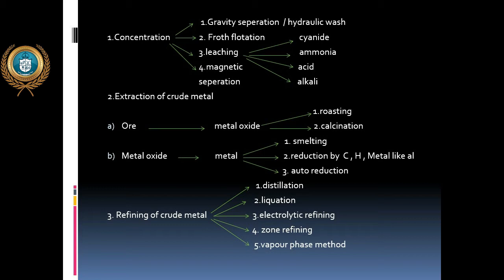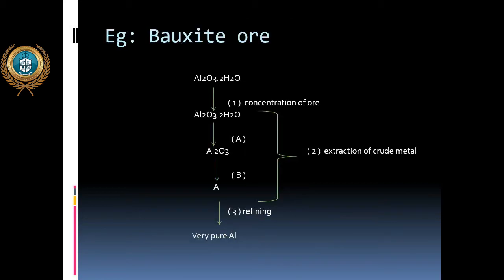Then the third process, refining of crude metal. Under this there are 5 methods we can use: distillation, liquefaction, electrolytic refining, zone refining, and vapor phase method. So in this class we are going to discuss only the concentration of ore and its 4 methods.